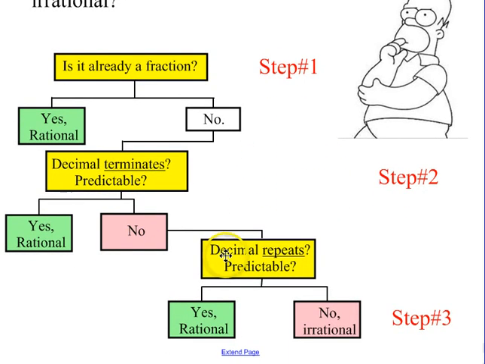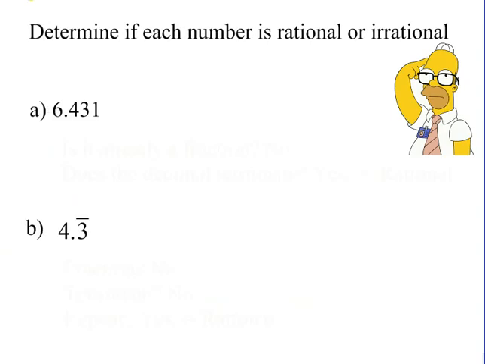Last step. Does the decimal repeat? Again, is it predictable? You'd say, yeah, it is, then it's rational. If you say no, then you know it's irrational. Okay, so let's use those steps to try to solve these next questions. So I want you to determine if each number is rational or irrational.